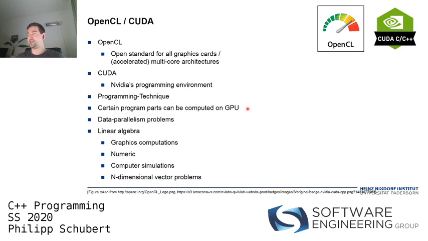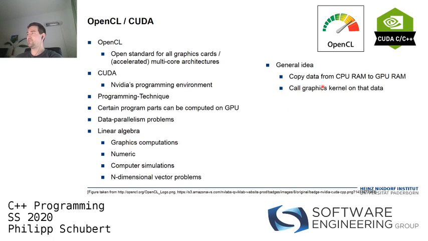The general idea is to copy data from CPU RAM to GPU RAM. You then call your kernel. A kernel is just a fancy expression for a function that runs on your device on the data. So the kernel runs on the data, and then you copy the result back from GPU to CPU RAM.